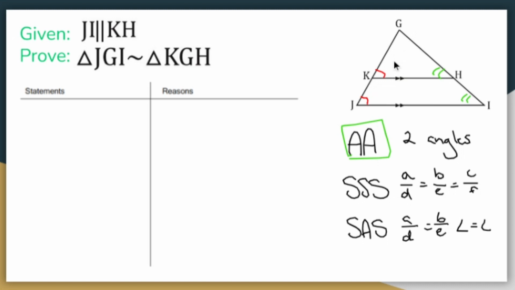So not a lot to show. In fact, this might be only 3 steps, but sometimes with these similar ones, you're not going to show a lot of steps. The similar proofs are a whole lot friendlier than the congruent proofs. So let's start out by saying my given is that JI is parallel to KH, and that's my given.